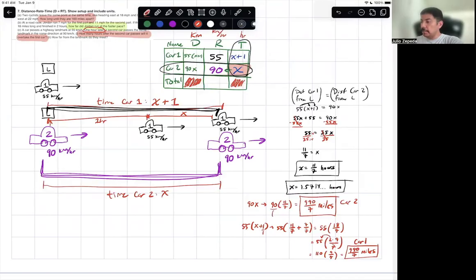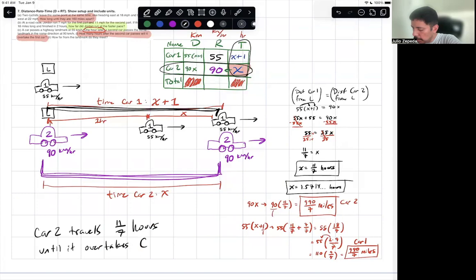So, to give our sentence answer, car 2 travels 11 over 7 hours until it overtakes car 1. Okay. And that's it.